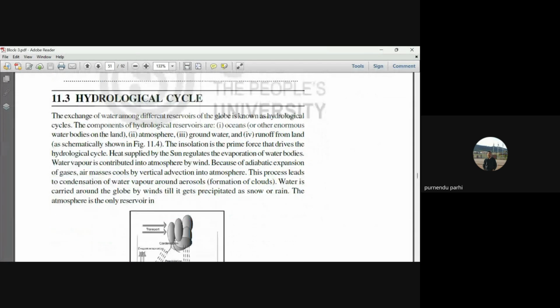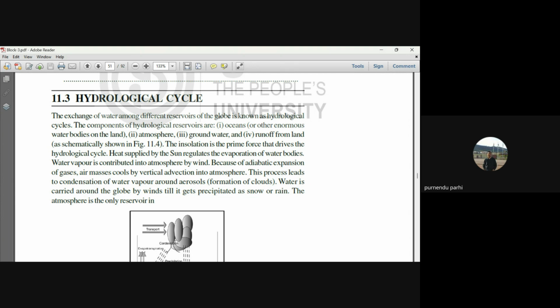Hydrologic cycle. The exchange of water among different reservoirs of the globe is known as the hydrological cycle. The components of hydrological reservoirs are ocean, atmosphere, groundwater, and runoff from the land. The insolation is the prime force that drives the hydrological cycle. Heat supplied by the sun regulates the evaporation of water bodies. Water vapor is contributed into the atmosphere by wind.